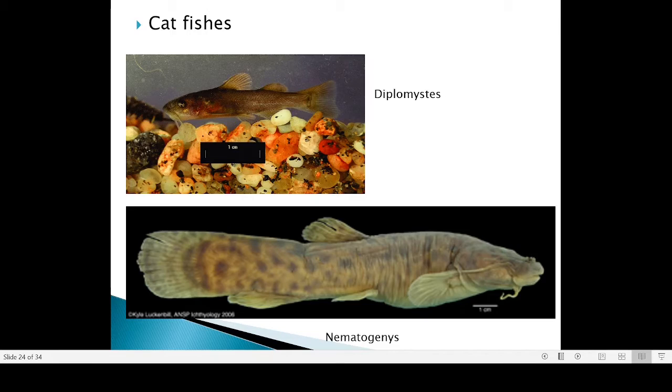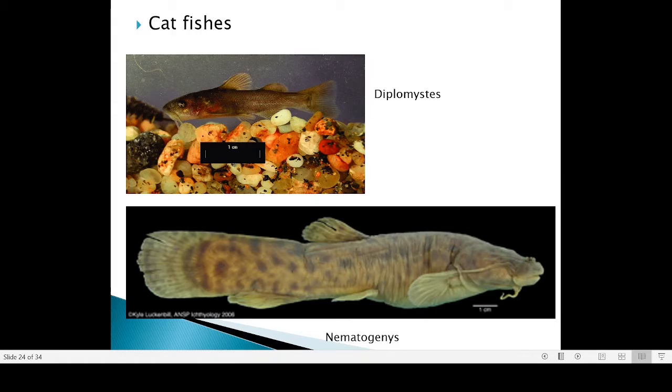Chile is on the western side of South America, and there are two genera. One is the velvet catfish, to which Diplomystes is commonly known by the name velvet catfishes. This is a primitive family of catfish and present mainly in Chile. Then another genus is Nematogenys, also a catfish present mainly in mountain regions of South America.